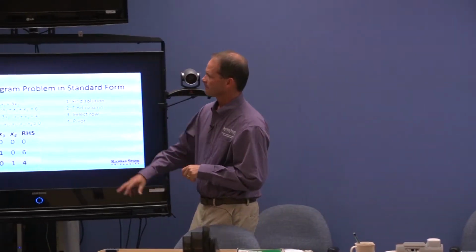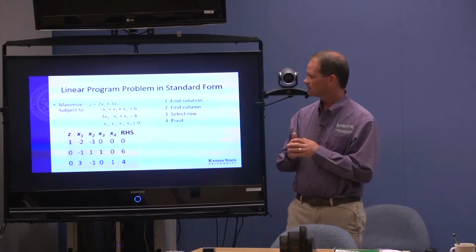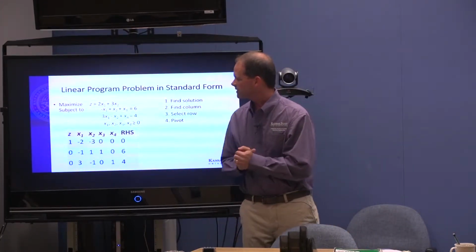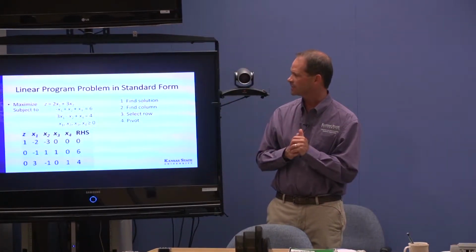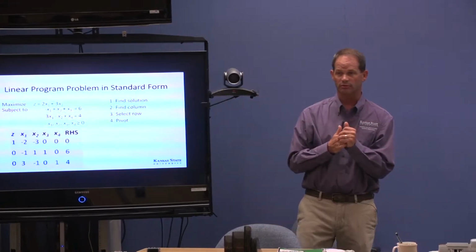So to demonstrate this, we'll go through an example. So here's a linear program. Maximize z equals 2x1 plus 3x2. Subject to negative x1 plus x2 plus x3 equals 6, 3x1 minus x2 plus x4 equals 4, and all the variables have to be greater than or equal to 0.